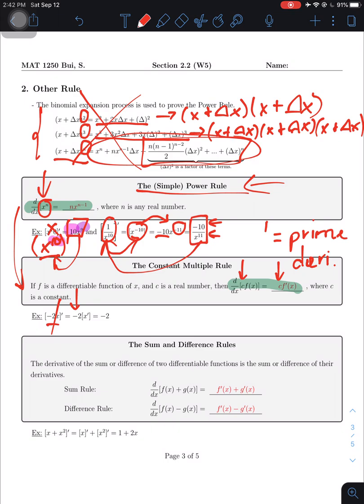We don't do anything to it. We just kind of separate it out, okay? And for the x part, now we're going to take the derivative of it. That's why it has a little prime in here, to show us that we're going to take the derivative of only x now, and we're going to set aside the number, which is negative 2 in here, okay?